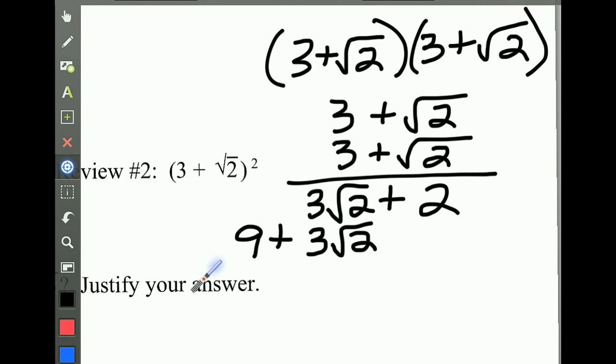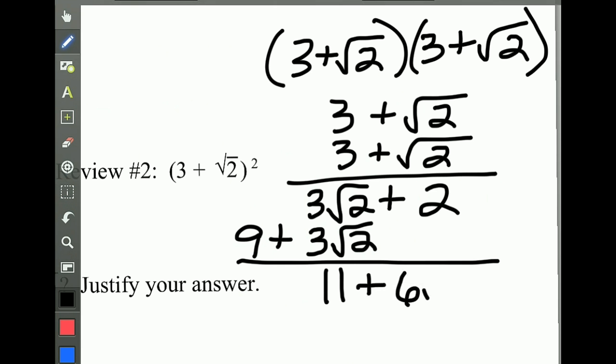So you're going to combine the 9 and the 2, and you're going to want to write that number first, okay? So you would have 11 plus 6 times the square root of 2, okay? I want you to remember the way that that looks, because complex numbers have something very similar to it.